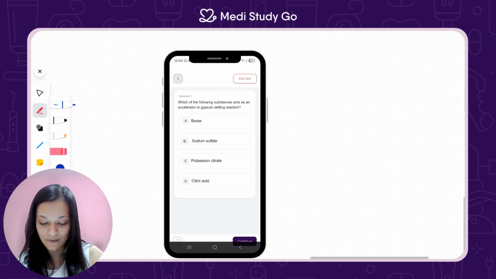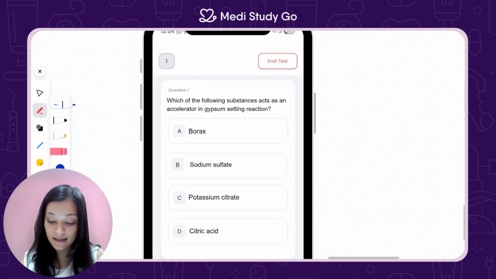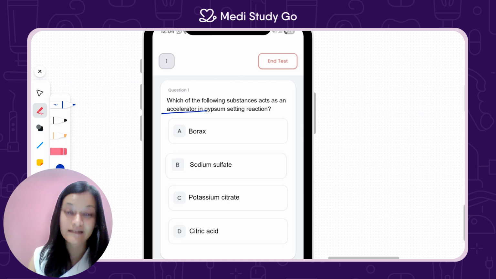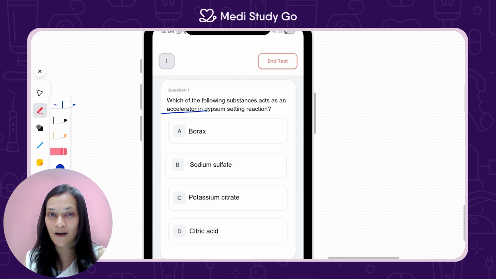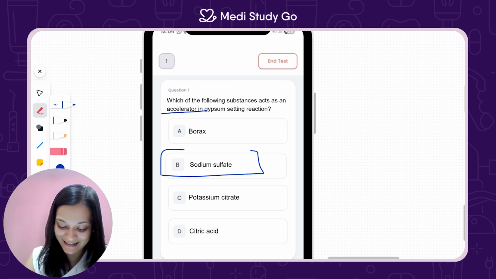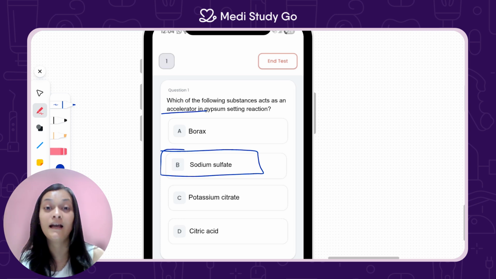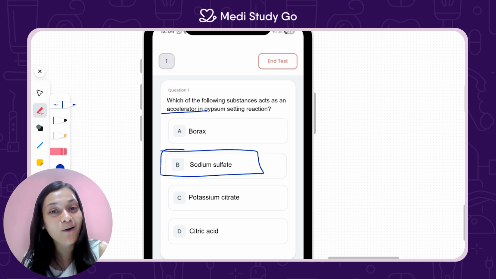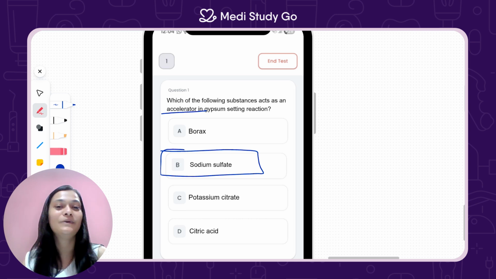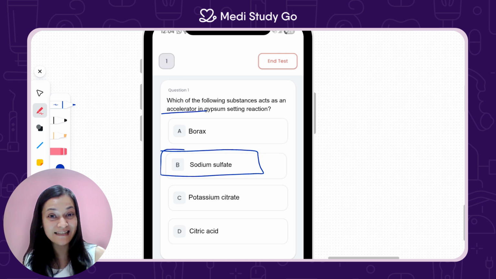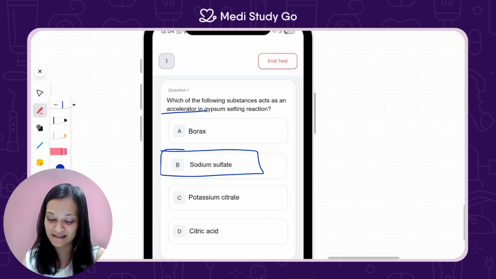Moving on to the MCQ. Which of the following substances acts as an accelerator? So the accelerator was just one. Can you tell me? Yes, it was sodium sulfate. But can you answer how exactly was the acceleration of reaction happening? What was being done? The nuclei of crystallization increased, which made hemihydrate more soluble, which led to more precipitation of dihydrate, leading to a faster set.